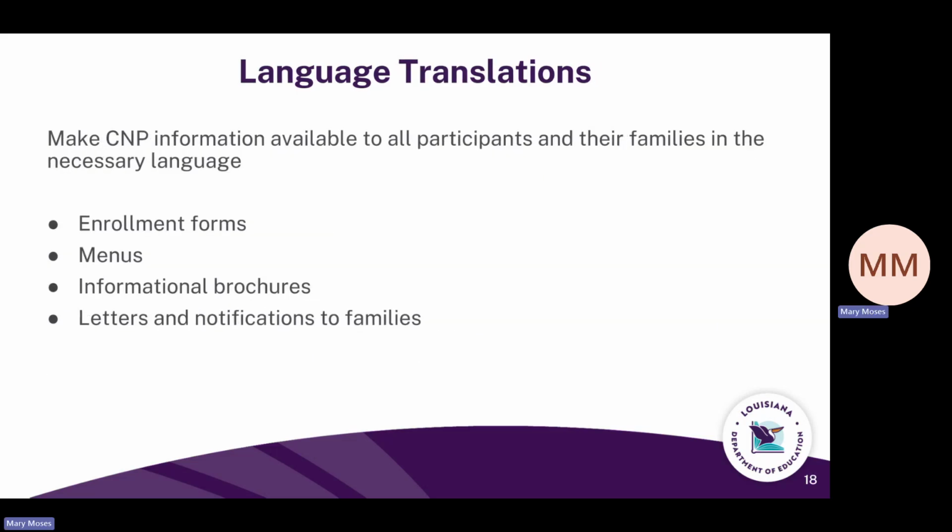All child nutrition program information should be provided in the necessary language for all participants and their families. For example, enrollment forms, menus, brochures, and letters should be provided in the necessary language for all participants and their families.